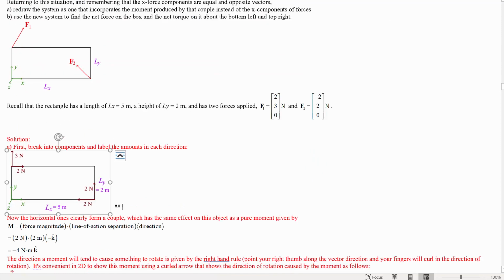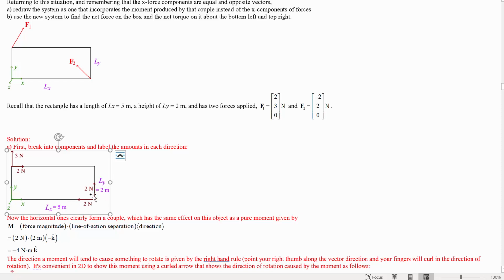Okay, so to do this, we're going to break the forces into components. If you draw these same forces in their components, then it looks like this. And now we've got the 2 newtons left for this one and 2 newtons right for that one. The moment is the force magnitude times the line of action separation. This one, because they're just horizontal, you can see the line of action is just this Ly, which was 2 meters. So the moment created by this would be 2 newtons times 2 meters multiplied by the direction.